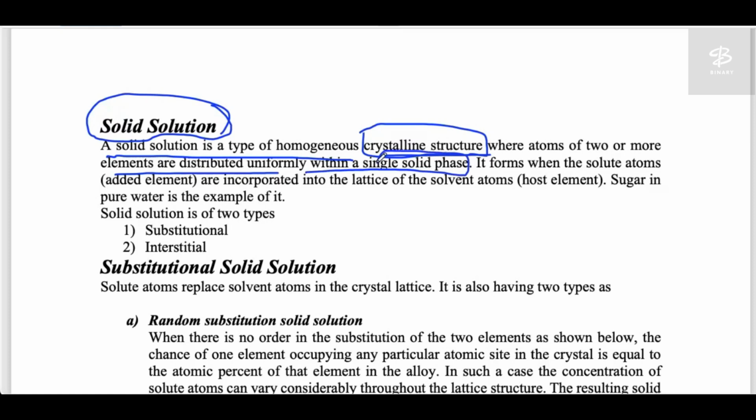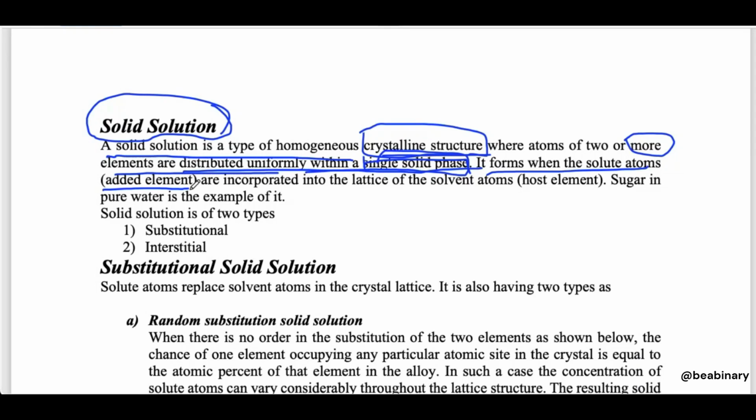As we have discussed, what is an alloy? So keep in mind what an alloy is. In an alloy you have two or more elements present together, distributed uniformly within a single solid phase. If they are present in a single solid phase, then it is fine. It forms when the solute atoms are added. Solute means the added element.